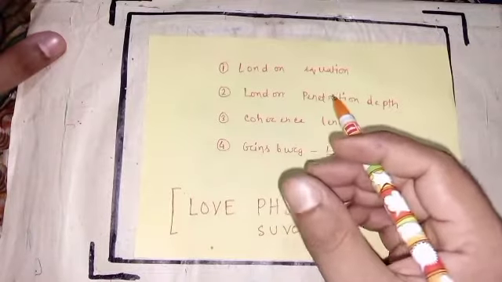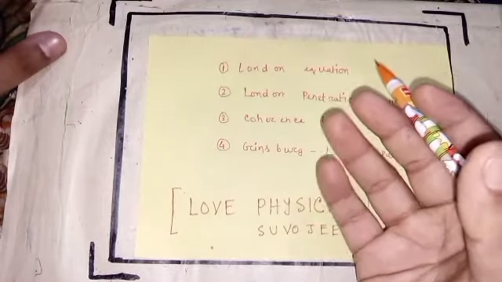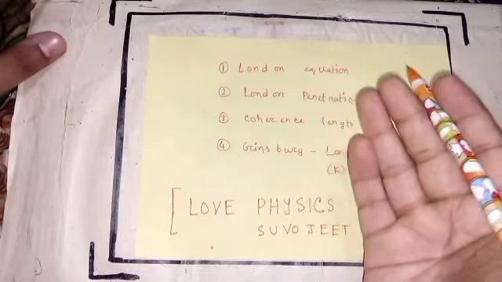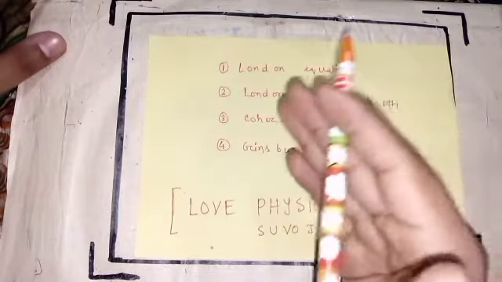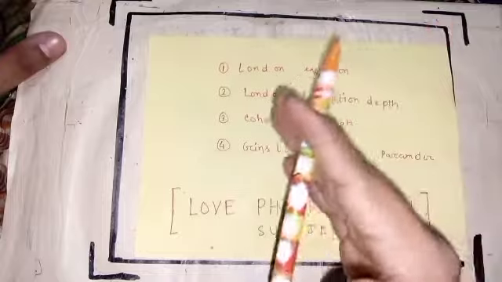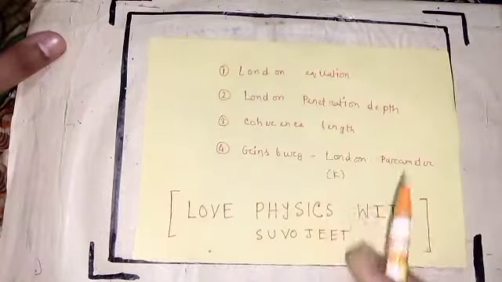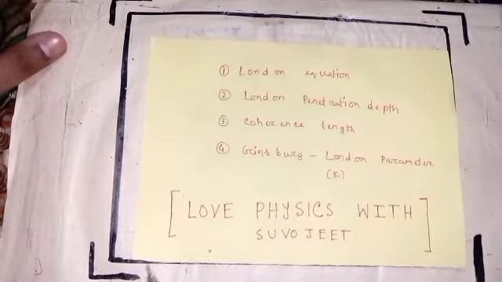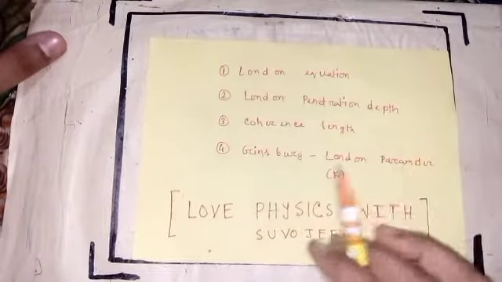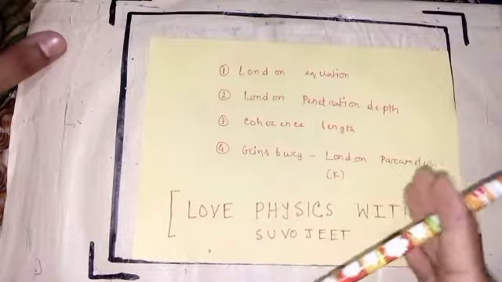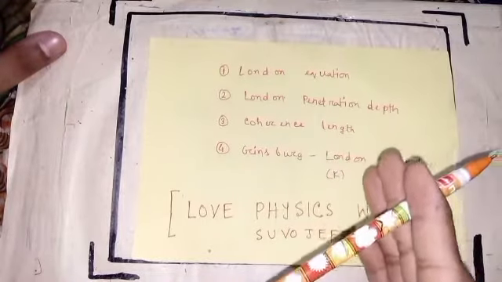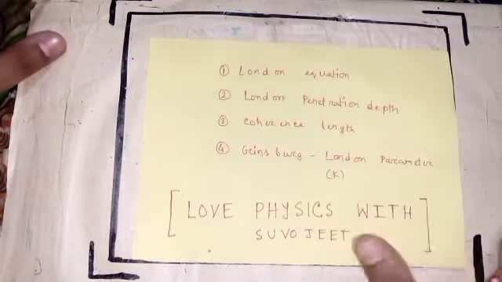This parameter is very important to differentiate between superconductors like type 1 superconductor and type 2 superconductor. So this parameter plays an important role. So we will discuss it in a good manner. So let's start our video.